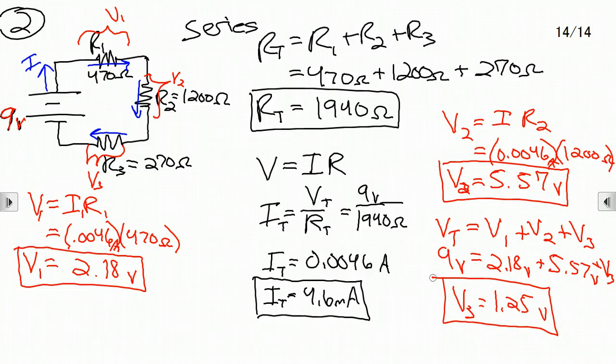Now that should work, and because I'm out of room, I'm not going to do it on here, but it should also work with the current times the resistance. 270 times 0.0046 should still be about 1.25. And if you get a hundredth off, it's not a big deal in this case. I'm not going to worry about that because that's just a rounding thing. But that's solving for a series circuit.